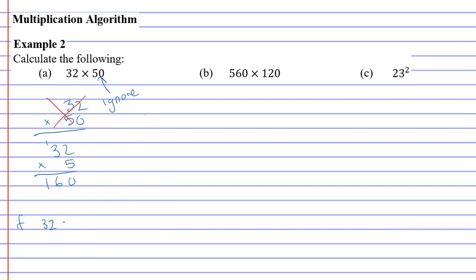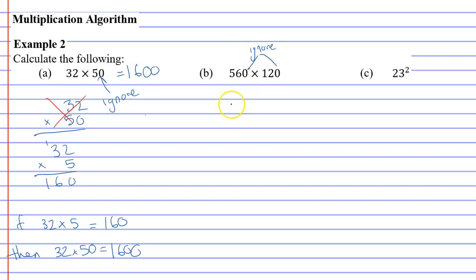So if 32 times 5 equals 160, then 32 times 50, which is the question we want to solve, is the same thing except with an extra 0 at the end. So you can ignore zeros and then add them on at the end. We'll do the same for question B. This time it's actually got 2 zeros. So we're going to ignore both of them.